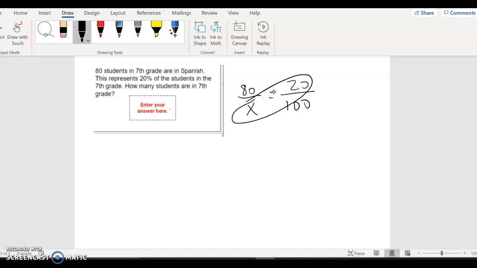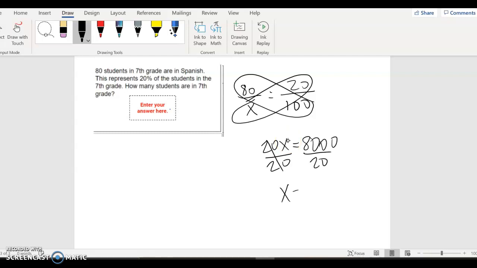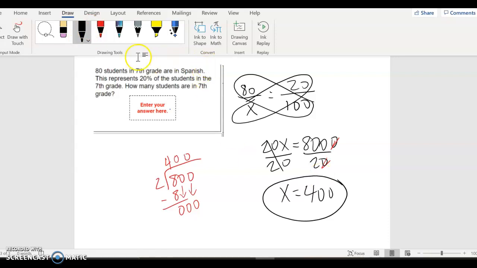We cross multiply, 20 times x is going to be 20x. 100 times 80 will be 8,000. To get x by itself, we divide both sides by 20. We can take away 0 from the top and the bottom, but we still have to divide 800 by 2. 2 goes into 8 4 times. That gives us 8. Subtract, nobody left. Bring a 0 down. Bring a 0 back up. Bring a 0 down. Bring a 0 back up. So this tells me there are 400 total students in 7th grade.